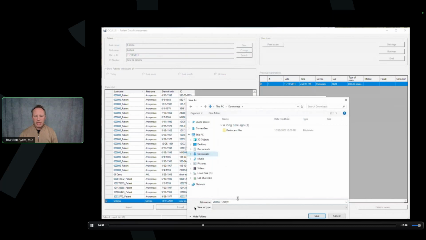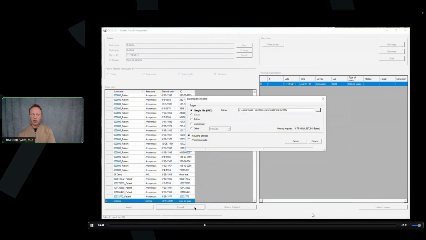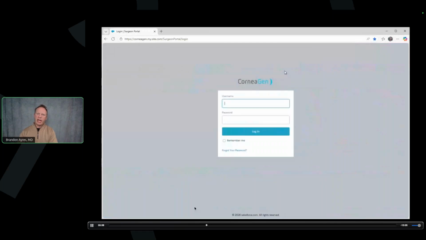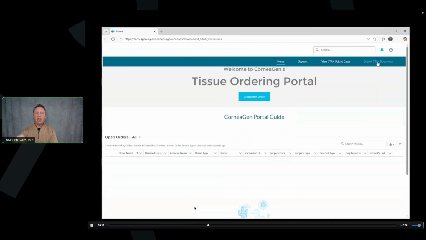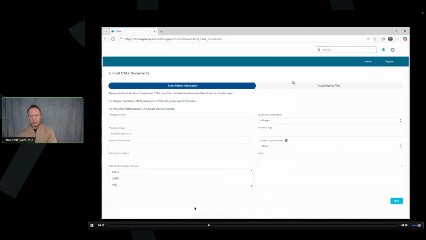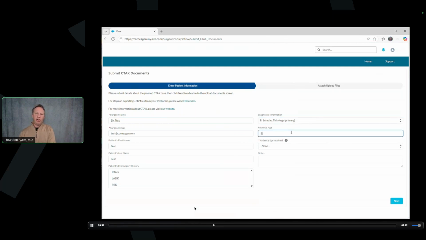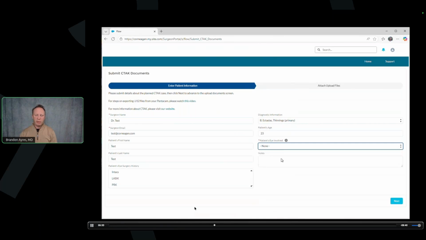But here we are taking that U12 file, and I actually slowed this down a little bit because it's hard to talk as fast as you can click. We're going to take the actual image and you can download it to a flash drive, in the U12 file. That U12 file gets uploaded into the CorneaGen surgeon profile, and you can put in the surgeon's name, you put in your email address, you upload that file with a little bit of data about the patient, and that's how we get the information to CorneaGen so that they can use the nomogram to help design the CTAK segment.